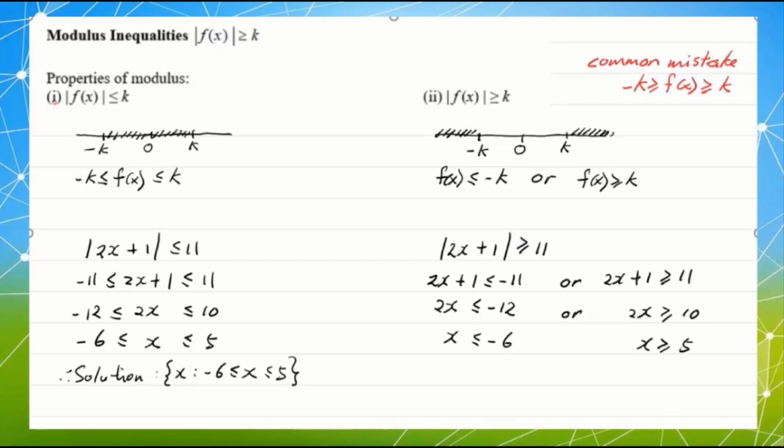Same thing, the final solution for the inequality must be written in set notation form. So therefore, x is less than or equal to negative 6, or x is greater than or equal to 5.